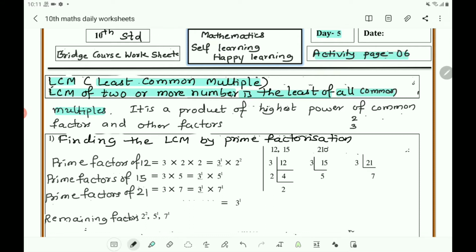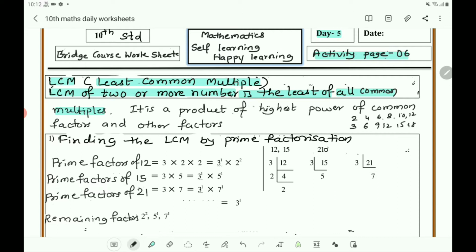2 1s are 2, 2 2s are 4, 2 3s are 6, 2 4s are 8, 2 5s are 10, 2 6s are 12, like this way. And also you write 3 1s are 3, 3 2s are 6, 3 3s are 9, 3 4s are 12, 3 5s are 15, 3 6s are 18. You know that in the table of 2, 18 is also there.